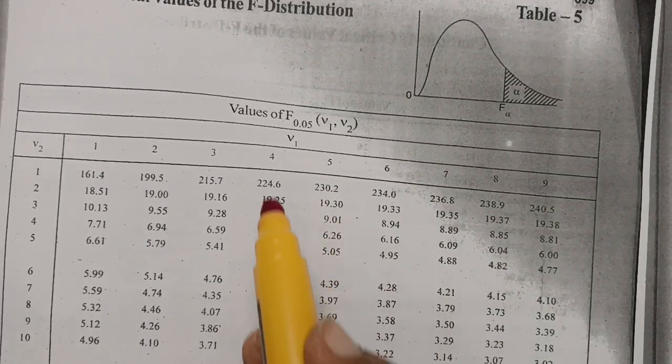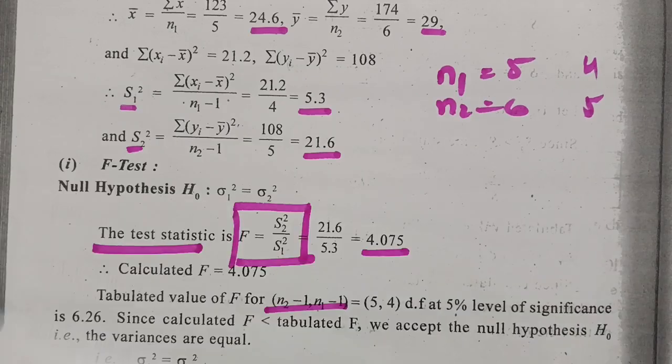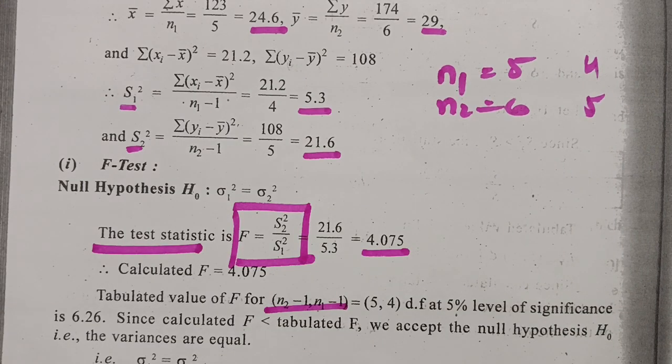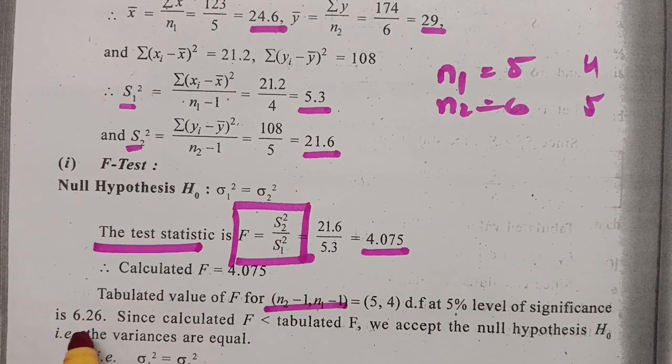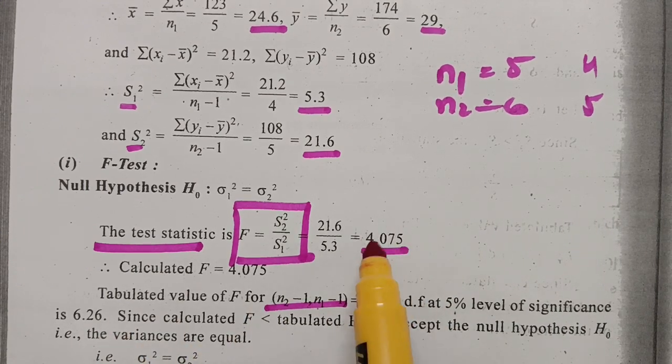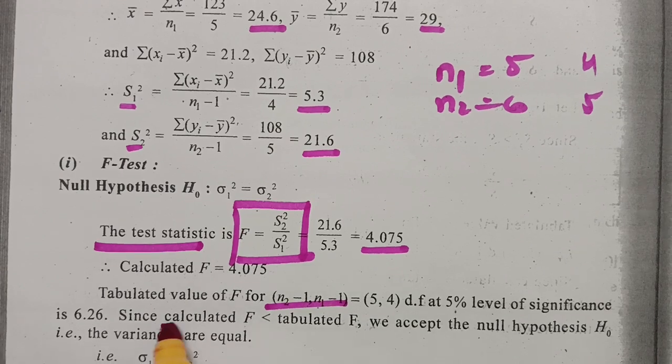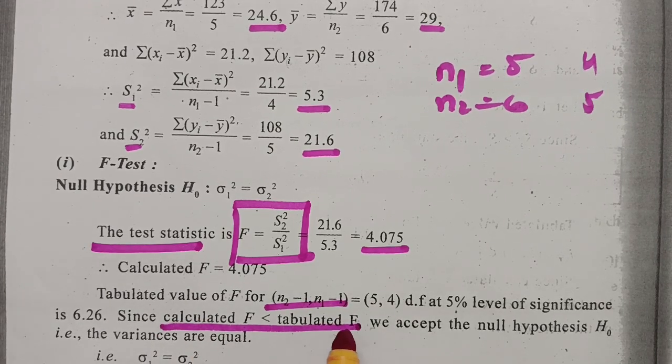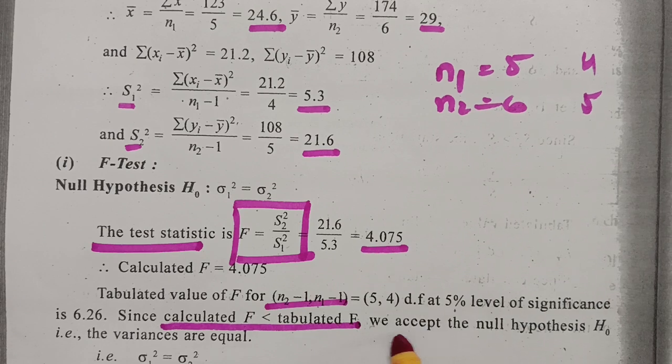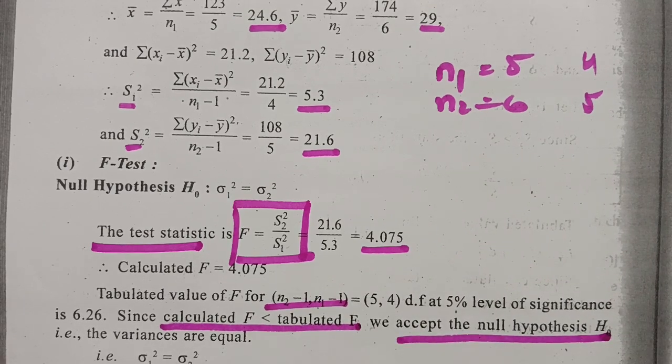In 4 and 5, the value here is 5.19. Generally, we'll see at 5.19 or 6.29. For both the values, this value is lesser. So since the calculated value of F is less than the tabular value, we have to accept the null hypothesis H naught, that sigma 1 square is equal to sigma 2 square.